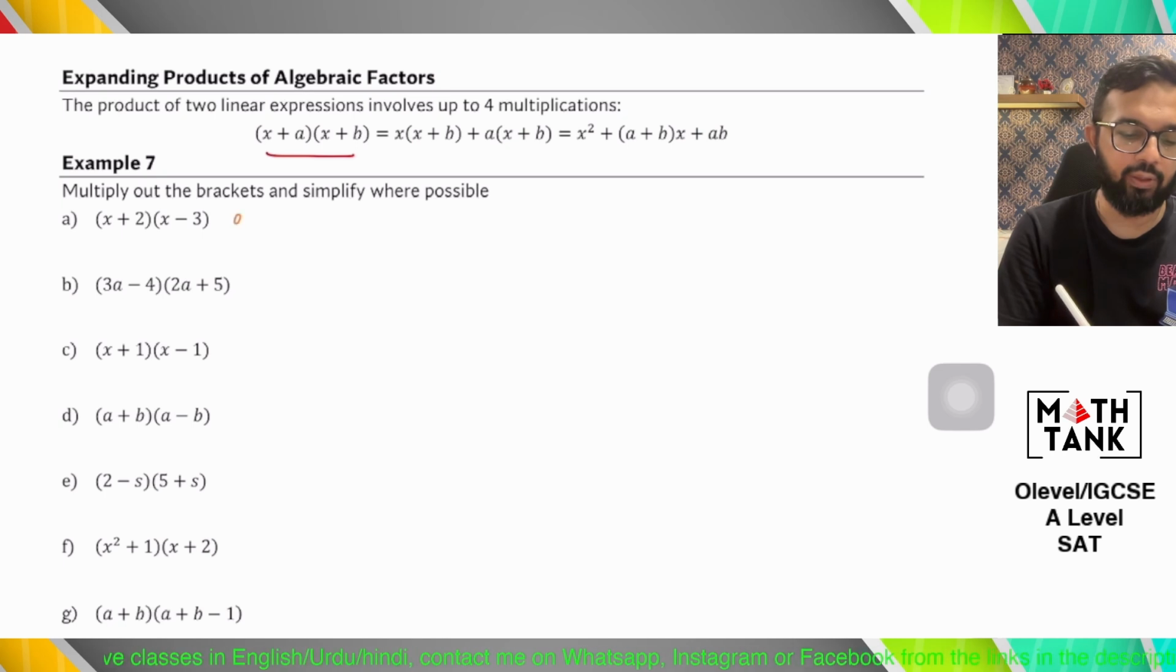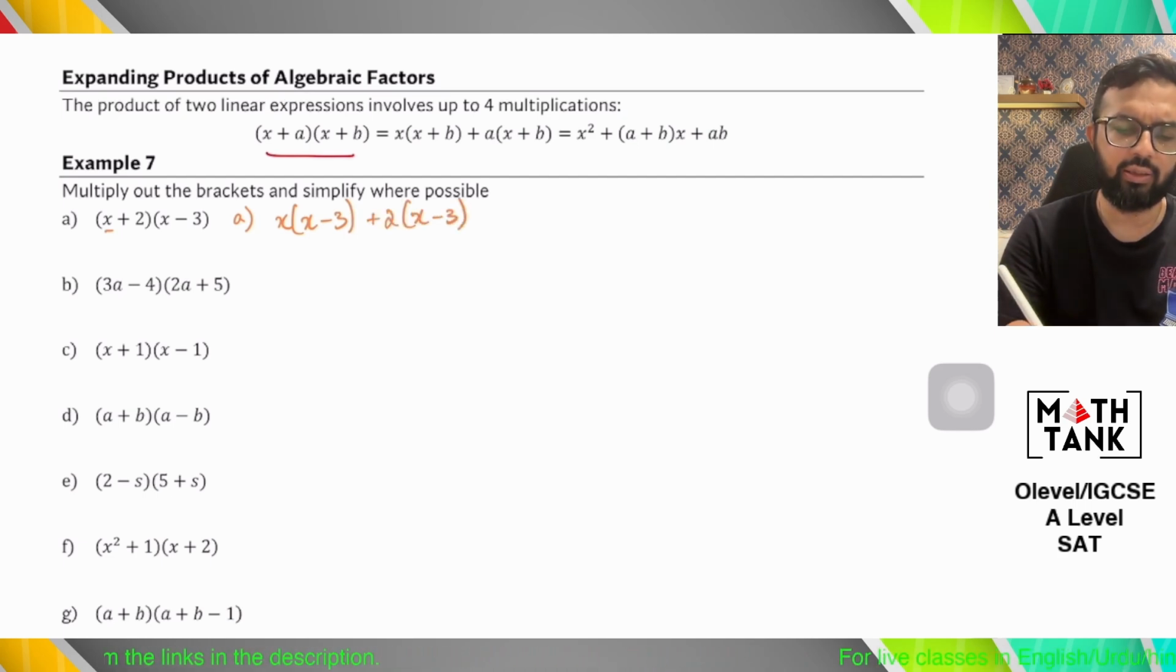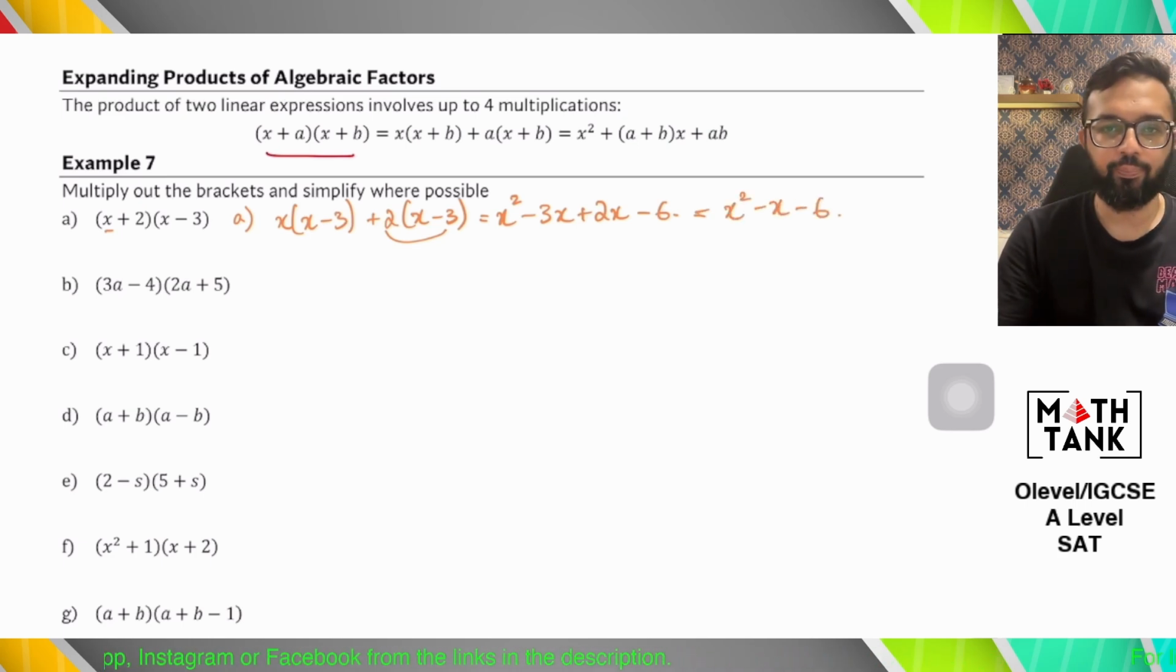For example, in the first one, what's going to happen is x in the first bracket is going to get multiplied with x minus 3 and then plus 2 and then x minus 3 again. Now after that it's just simply expanding brackets. So x into x gives me x square minus 3x plus 2x, and 2 into minus 3 gives me minus 6. So my final answer is then x square minus x minus 6.